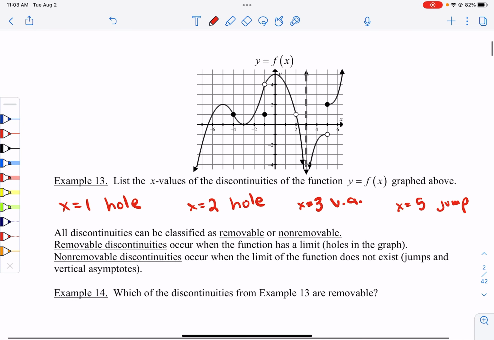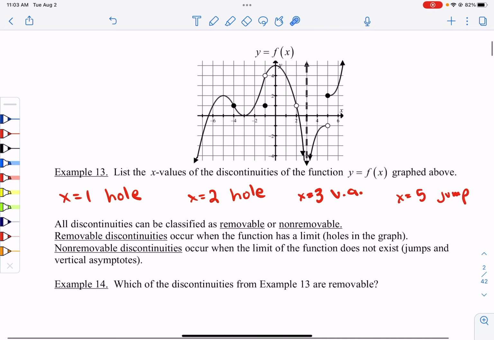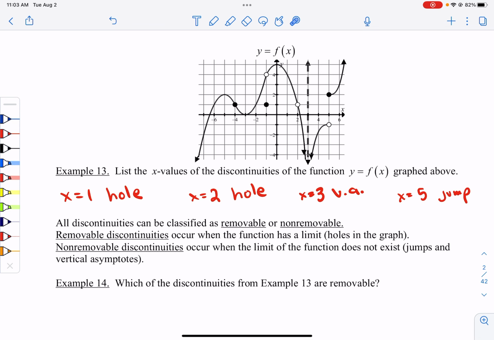Now, discontinuities have 2 different types. We probably need to look at piecewise functions too. Discontinuities, there's 2 different types. There's a removable discontinuity and a non-removable discontinuity, okay? Removable discontinuities are the holes. So that's a removable discontinuity. That's a removable discontinuity because that value has been removed.